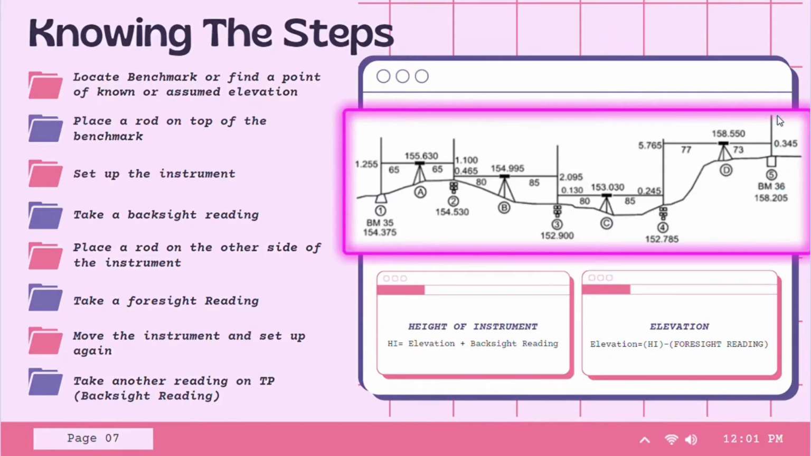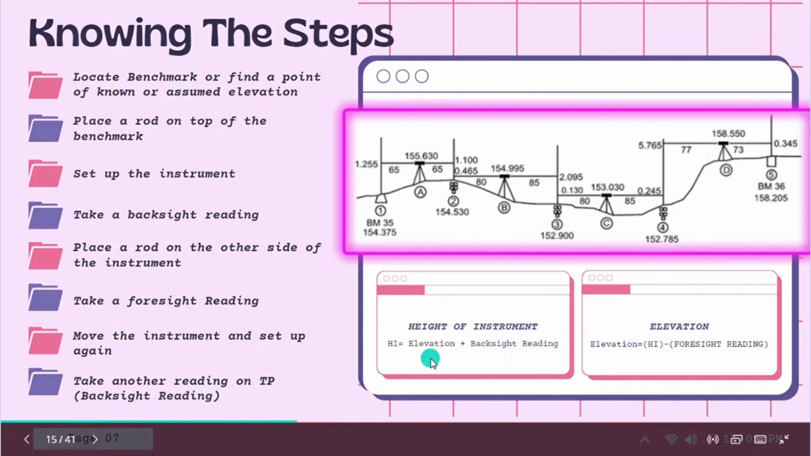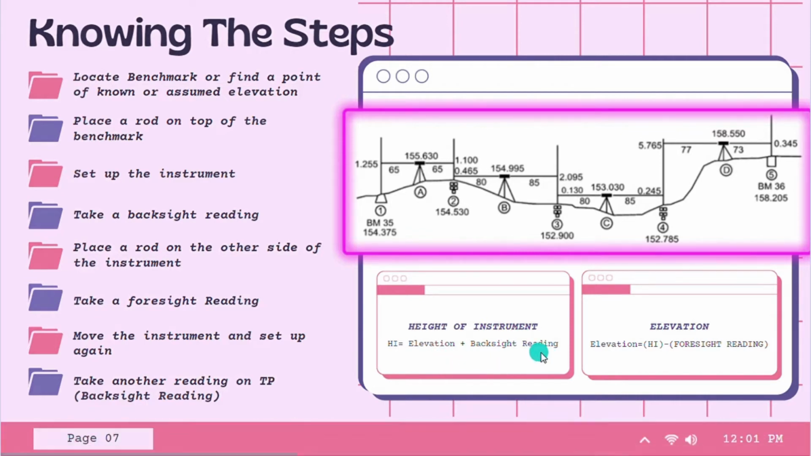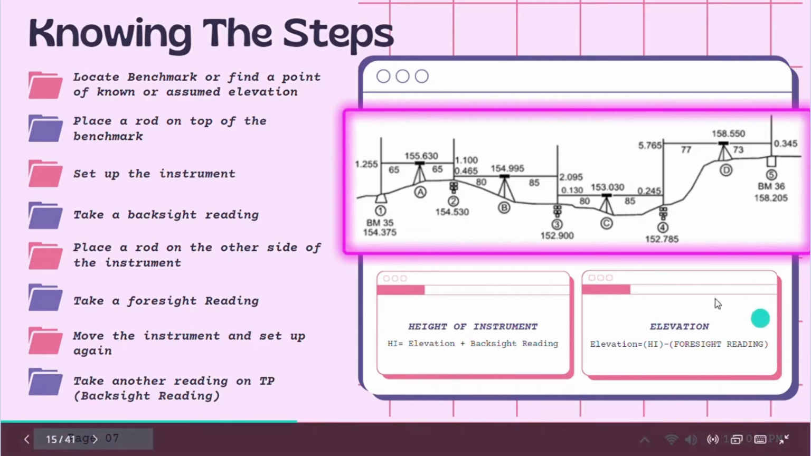We are now on knowing the steps or process for differential leveling. But before diving into that, we have to know first the formulas that can be utilized later on. First is the height of the instrument. The height of the instrument can be calculated by adding the elevation of that specific point and the backsight reading of that specific point. Next is the elevation. To calculate elevation, we just have to subtract the foresight reading from the HI, or height of the instrument. So let us now move on to the steps for differential leveling.